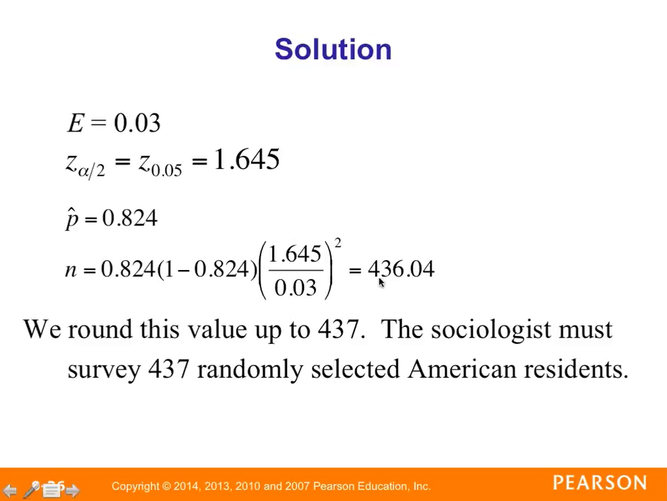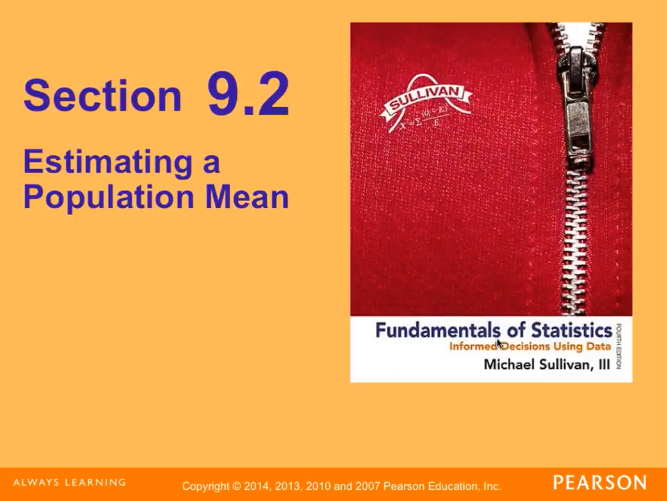Because if we only surveyed 436 people, not 437, we wouldn't quite meet the specifications that we're looking for. We would maybe have a slightly larger margin of error, or we wouldn't have 90% confidence. So we have to make sure that we always round up our sample size calculations. So this answer is going to be 437. So the sociologist has to survey 437 randomly selected American residents in order to get a read on this data.